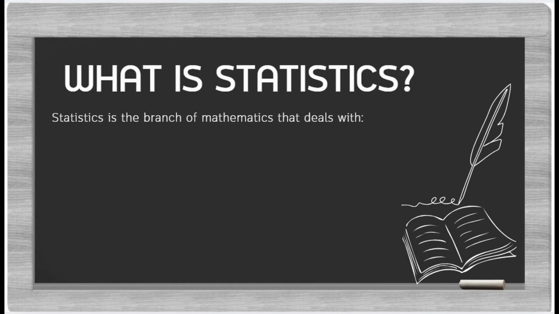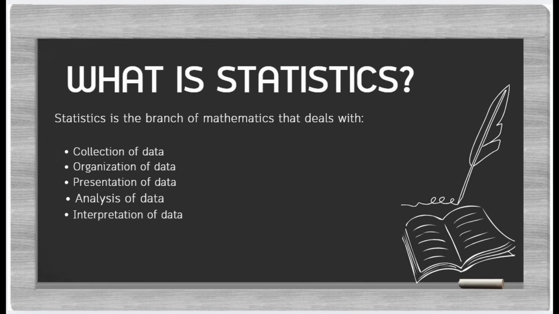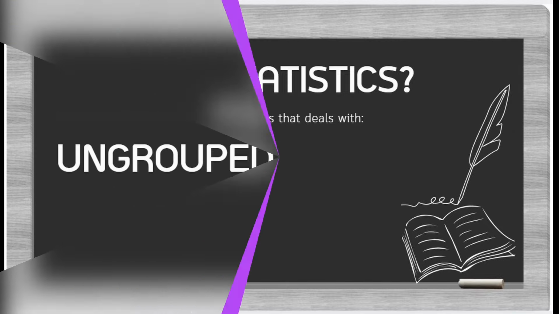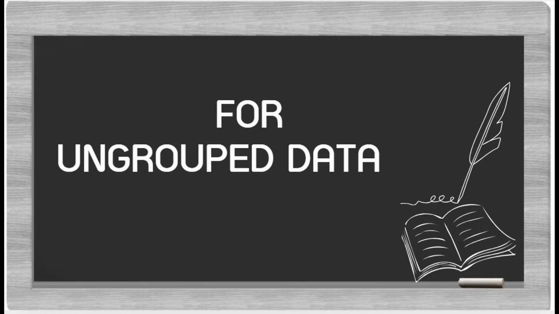Statistics is the branch of mathematics focused on 5 key pillars: the collection, organization, presentation, analysis, and finally, the interpretation of data. Section 1. Ungrouped data. Let's start with ungrouped data, which is raw data in its simplest form.